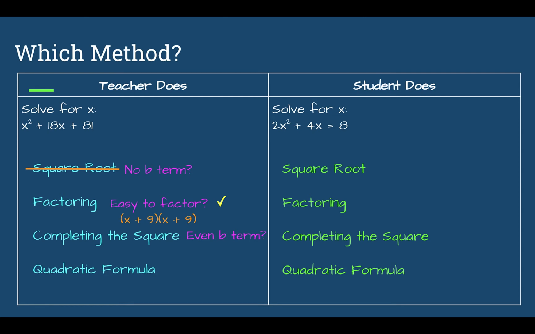Could we use completing the square? Is the b term even? Yep, it's 18. Is everything divisible by a? Yep, a was 1, so we don't have to divide. We could use completing the square pretty easily. For the quadratic formula, is it in standard form? Yes. x squared plus 18x plus 81, that is standard form. So really the only one here we can't use is square root. The other three would be fairly simple to use.